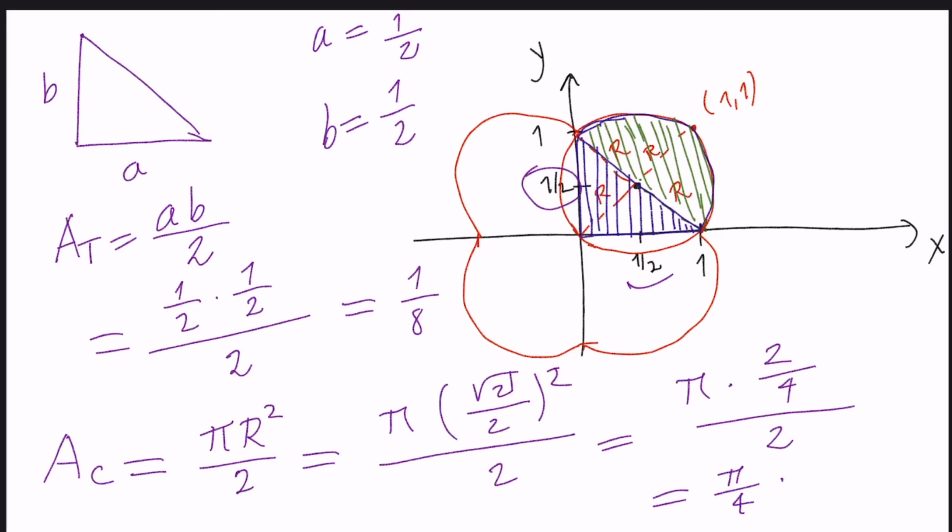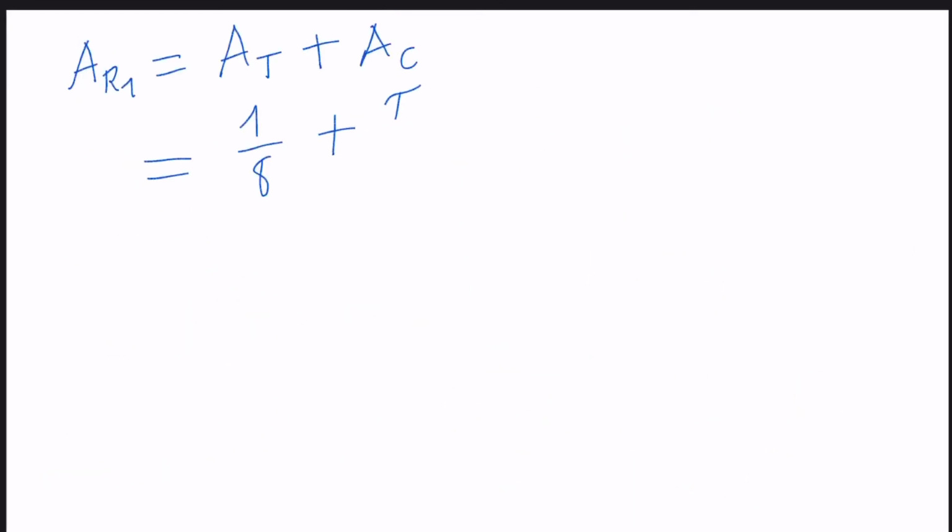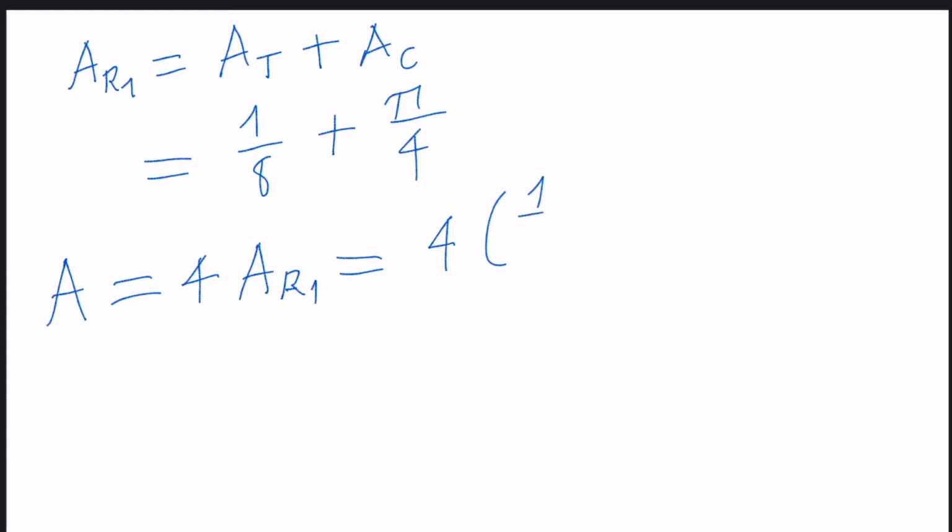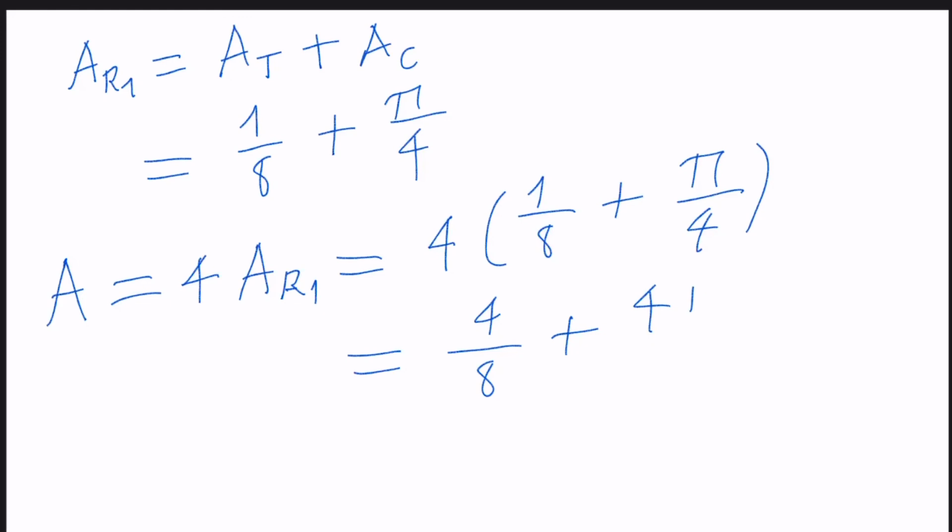So the area of region 1 is equal to the area of the triangle plus the area of the half part of the circle. The area of the triangle is 1 divided by 8, and the area of the half part of the circle is pi divided by 4. Now, the total area is equal to 4 times the area of region 1, as explained previously. Now we only multiply 4 by 1 divided by 8 plus pi divided by 4. This is 4 divided by 8 plus 4 pi divided by 4. The 4 and 4 reduce to each other. 4 divided by 8 is 1 divided by 2, plus pi. And finally, we have found the solution to the area of this figure.